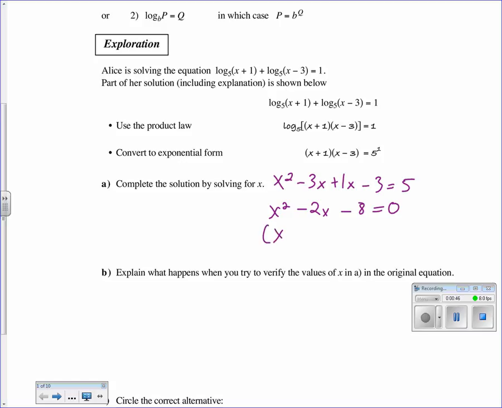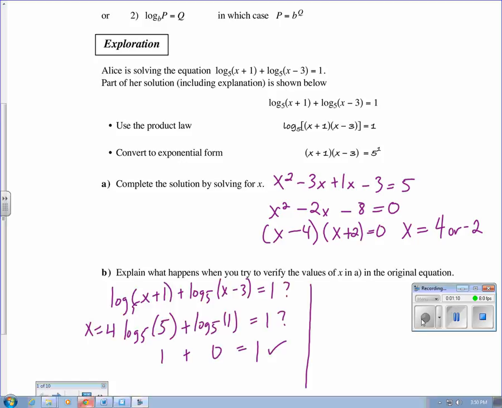I get to factor that. That's x minus 4 and x plus 2 being equal to 0, which means I'm suggesting that the answer is either 4 or negative 2. But I've got to check that out. So I'm going to go back to my original equation and plug in and see if both are true or if one doesn't work.